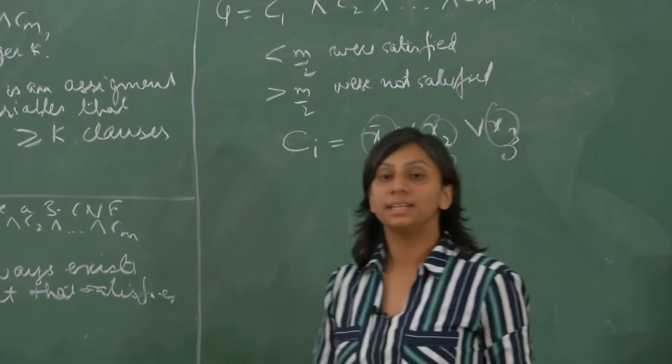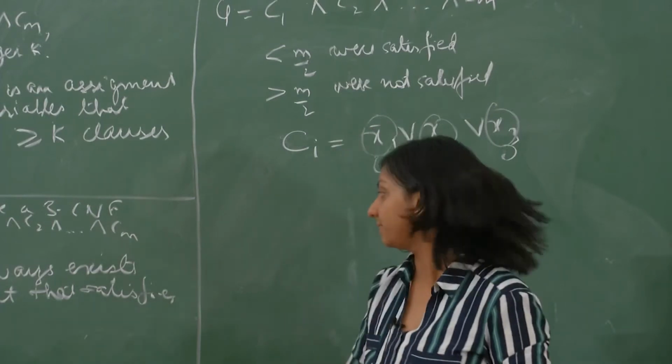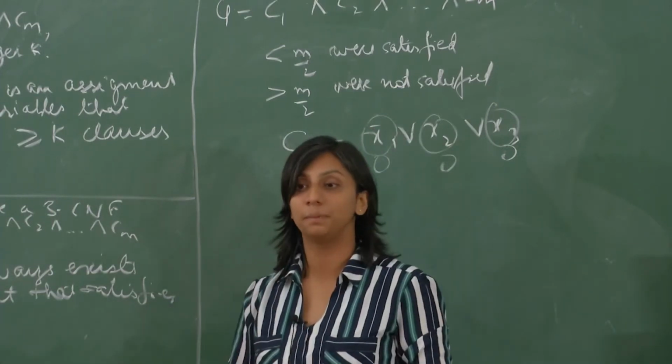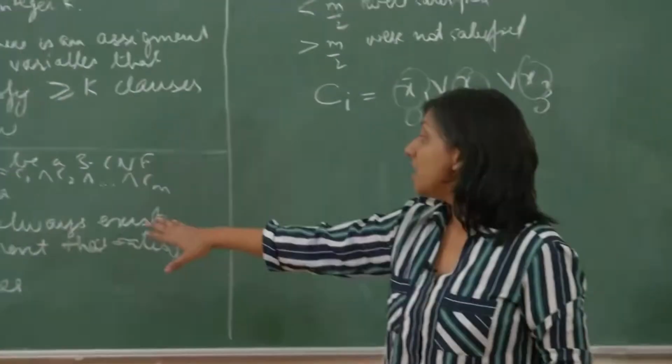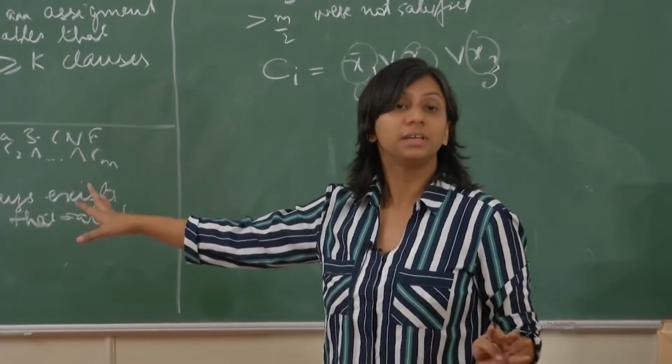So just start with an arbitrary assignment, check how many clauses it satisfies. If it satisfies enough, happy. Otherwise, just take the complement. It will definitely satisfy at least half the clauses. We have just made this observation. We have not done anything to the graph.